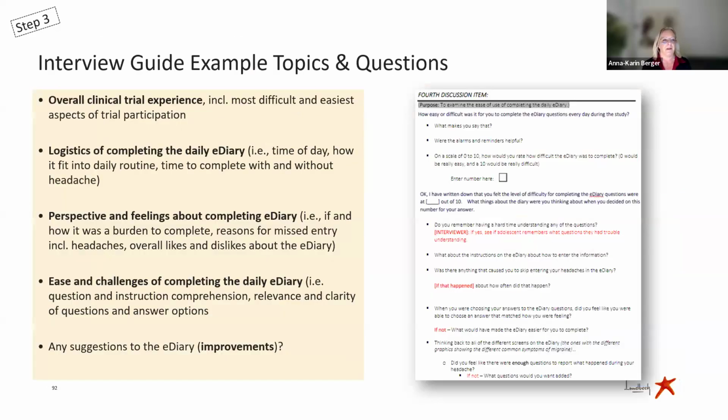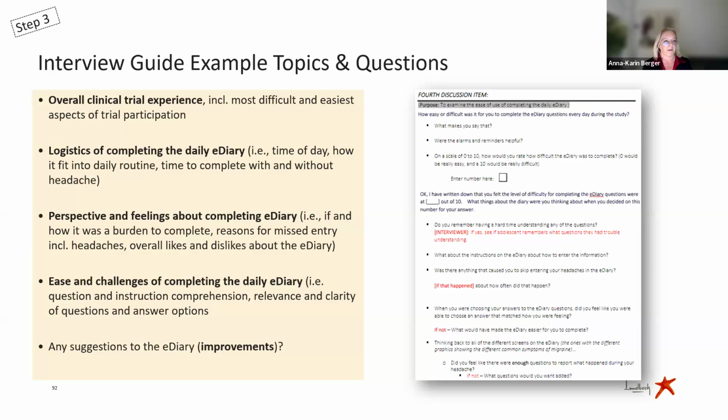Next slide. This is an overview of the interview guide and topics to be discussed with the children and adolescents. It goes a little bit broader than what we had in the standalone study. It covers the overall clinical trial experience, what was most difficult or easiest about being part of a clinical trial. Then we go into the logistics of completing the e-diary, if it fit into their daily routine, and if it was difficult to complete. We also explore the patient perspectives and feelings about the e-diary, and if it's burdensome to complete. We also try to understand if there are any patterns for any missed data entries.